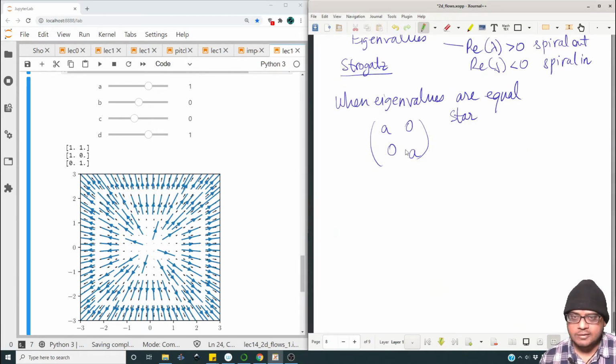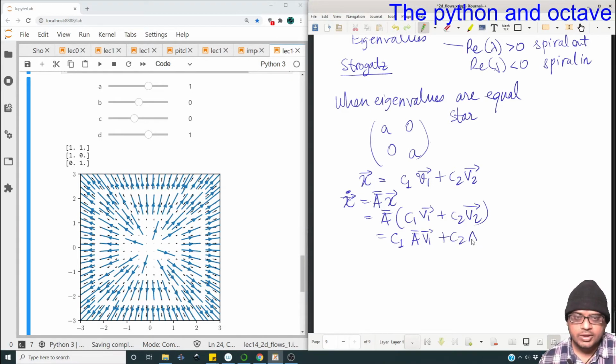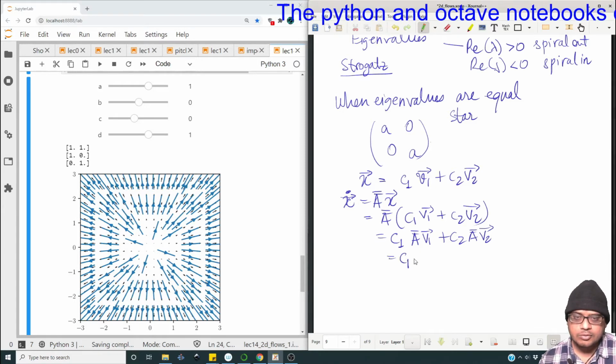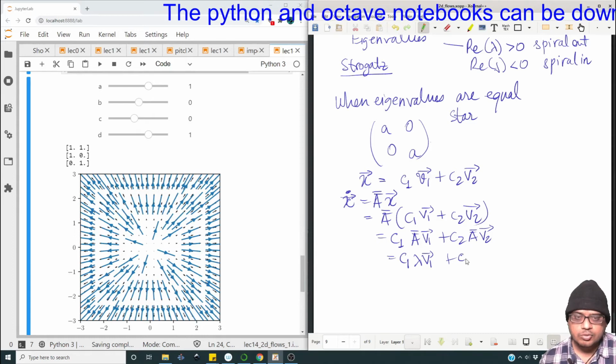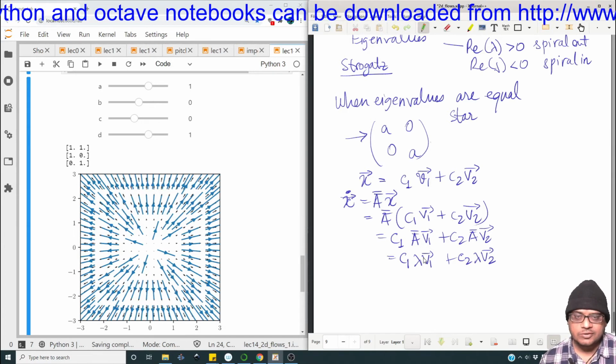So if we have two eigenvalues, then any vector can be written as a linear combination c1 times v1 plus c2 times v2, where v1 and v2 are two eigenvectors for this system. When we substitute this form inside x dot equal to Ax, what do we have? It is equal to A times c1 v1 plus c2 v2, and this becomes equal to c1 A v1 plus c2 A v2. But A v1 is equal to lambda v1 and A v2 is equal to lambda v2, and both are equal because we are considering the case where the eigenvalues are equal.